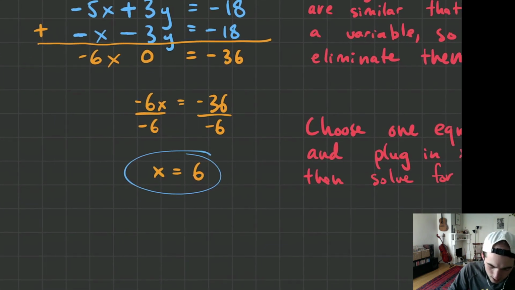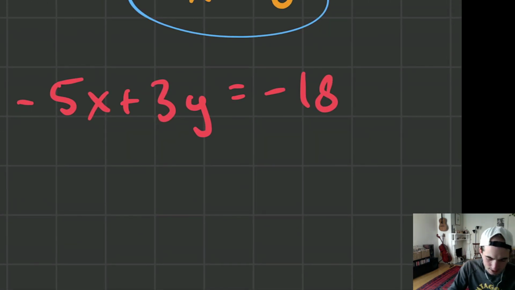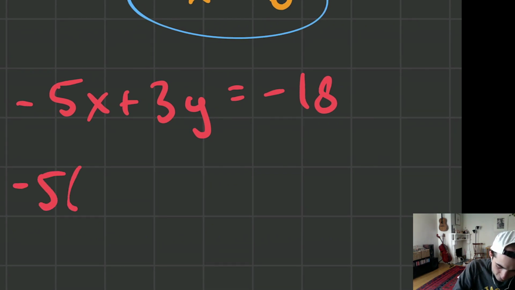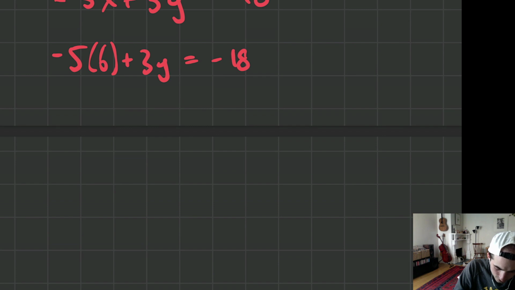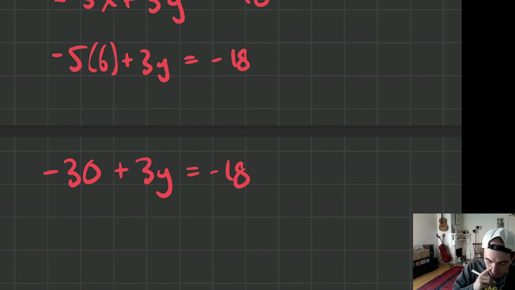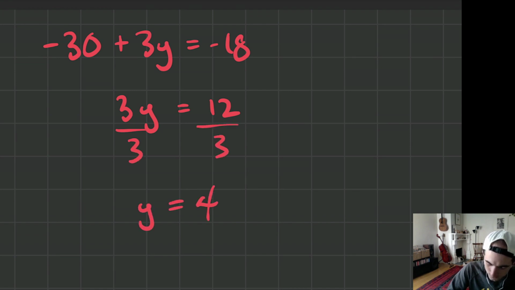Okay, so I'm going to do that. I've got negative 5x plus 3y equals negative 18. I'm going to plug in x equals 6. So I've got negative 5 times 6 plus 3y equals negative 18. Kind of running out of room here. So that's negative 30 plus 3y equals negative 18. Now I'll add 30 to both sides, which gives me 3y is equal to 12. I'll divide both sides by 3, and that gives me y is equal to 4.